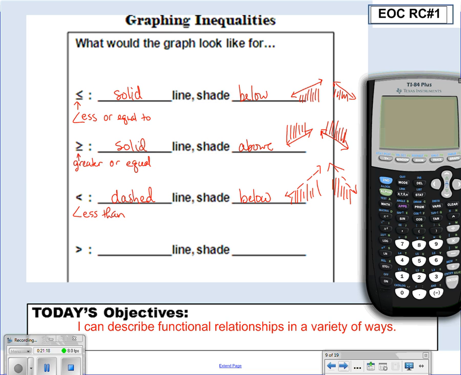So the last one, this is greater than. There is no equal to sign, so it's just greater than. This is a dashed line because it doesn't have an equal to sign. And then this one is shaded above. So dashed line, shade above. Or I could have a negative slope line, shade above.